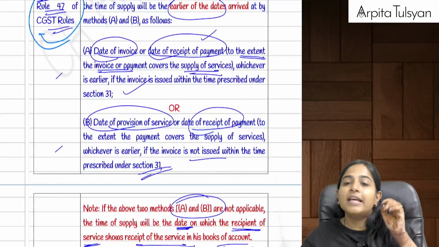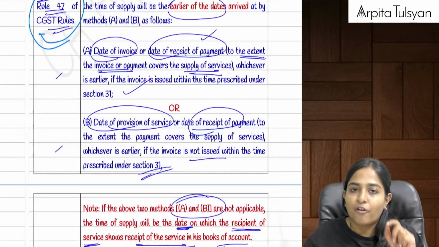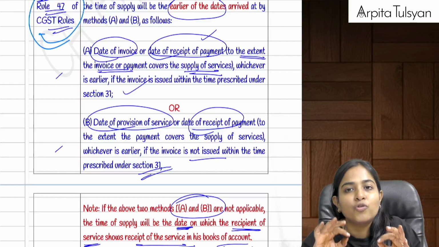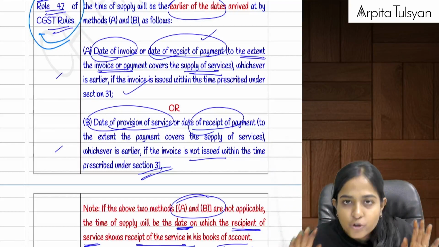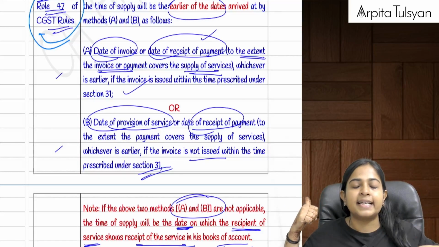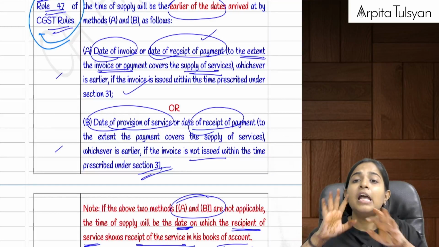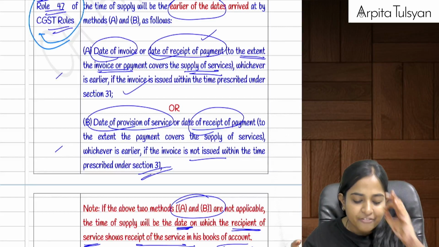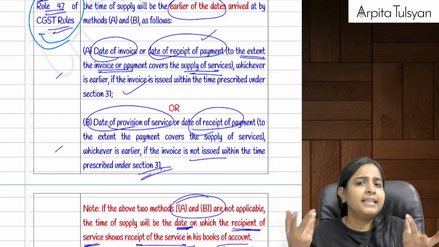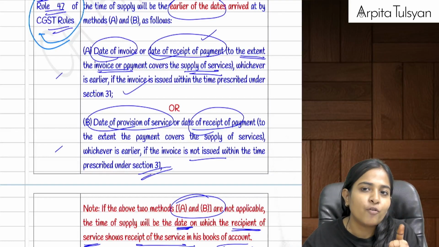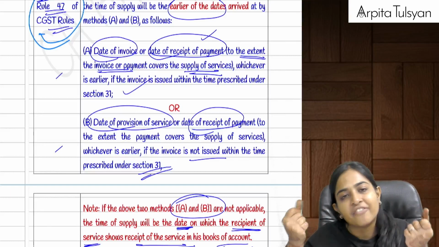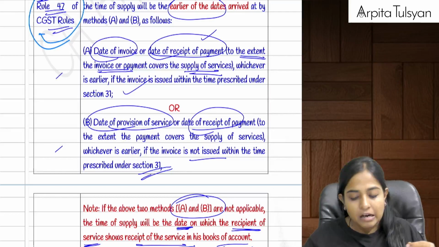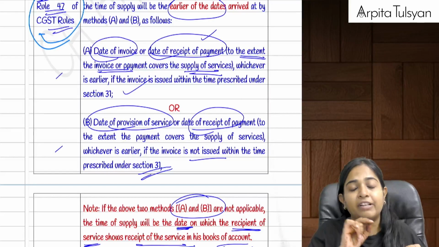First one is, in case of service under forward charge, the only thing that you have to check first is whether the invoice was issued on time or whether the invoice was issued late. Okay, that due dates etc. we will study as per section number 31. But first identify whether the invoice was issued on time or not. If the invoice was issued on time, then no problem. Then in that case, the date of invoice or receipt of payment, whichever is earlier. This is if the invoice was issued on time.